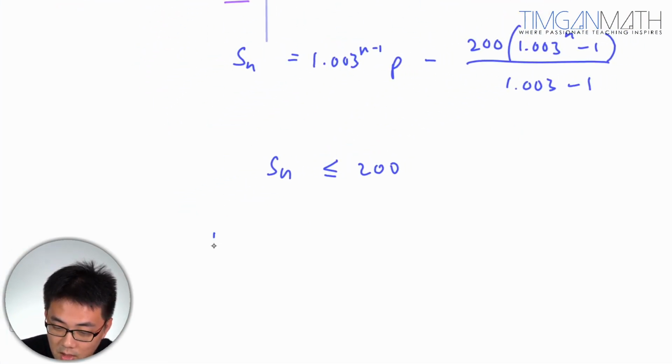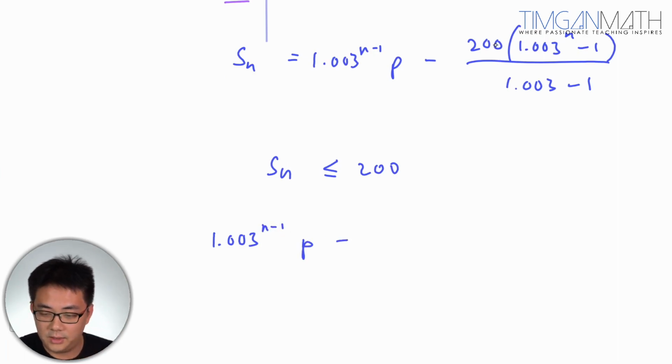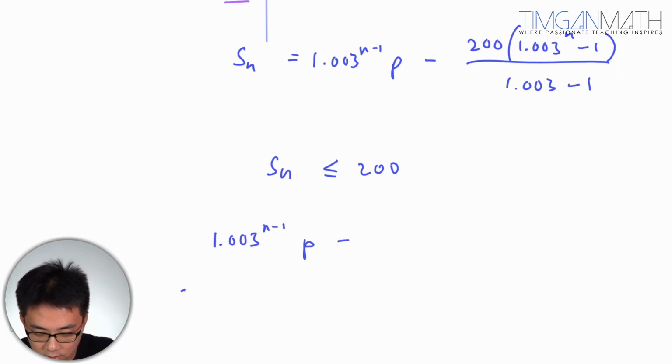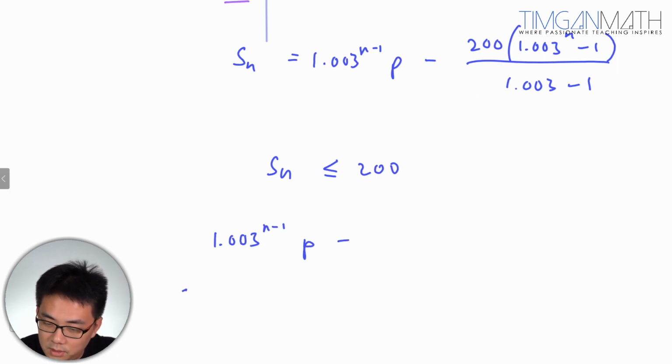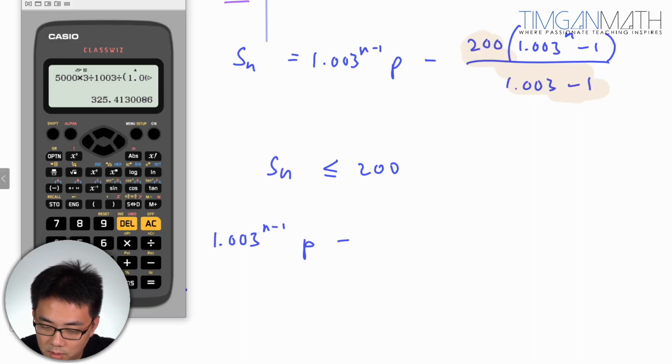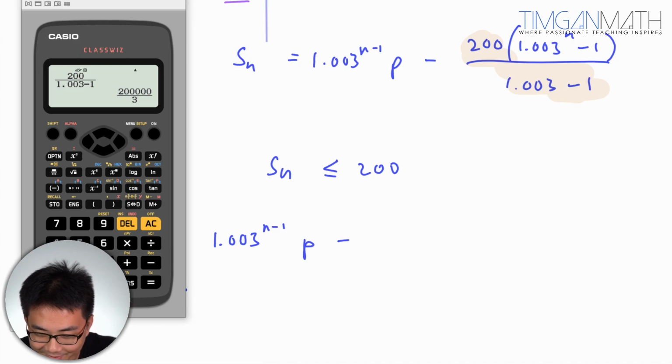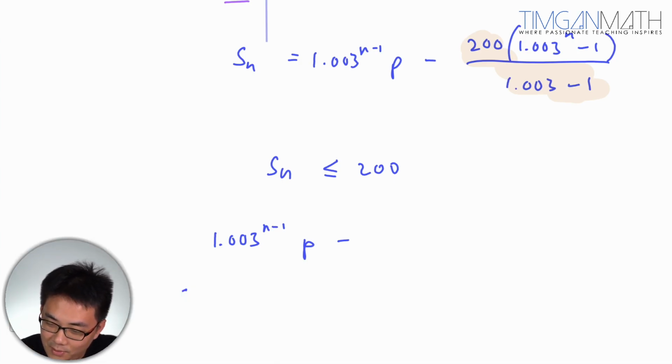So this will be 1.003 to the N minus 1, P. The P we could actually find. So this 200, I'm just going to key in the calculator for this one here. 200 over 1.003 minus 1. Wow, that's a huge number. Easy to write. 200. Wow, 200,000. Okay, anyway, I'll just leave it as it is.